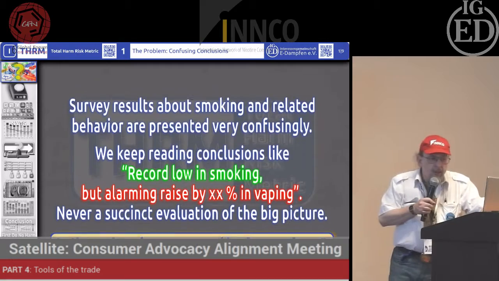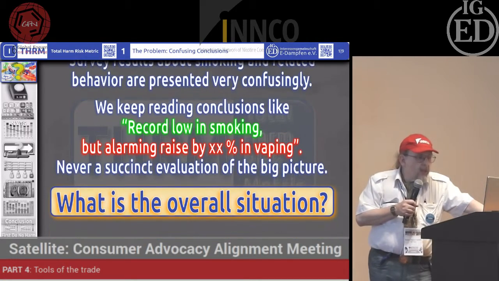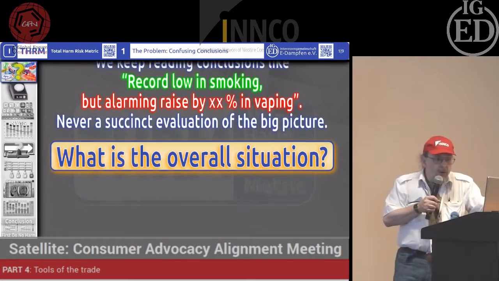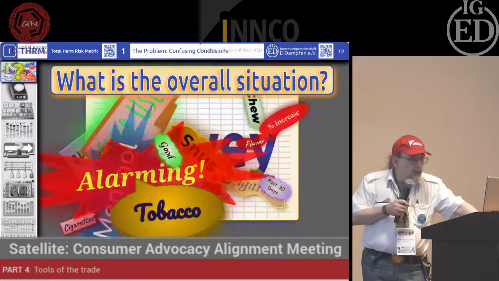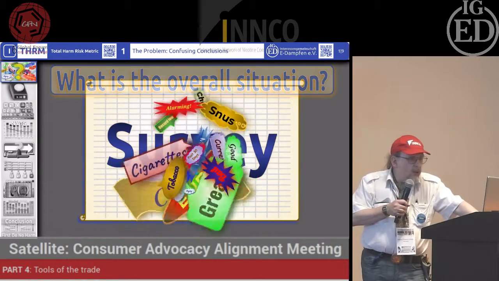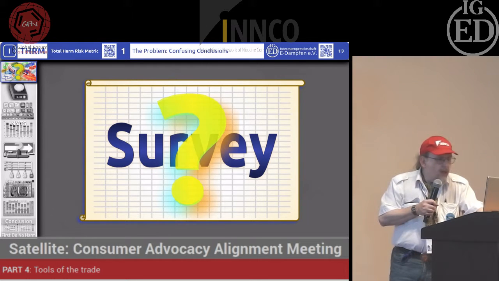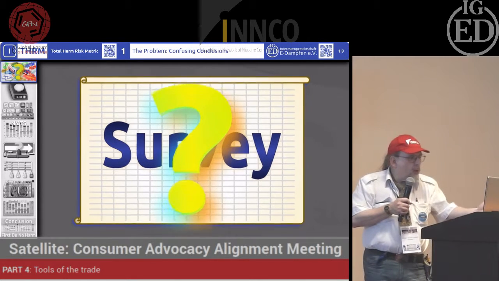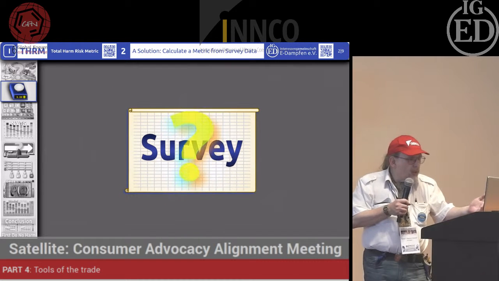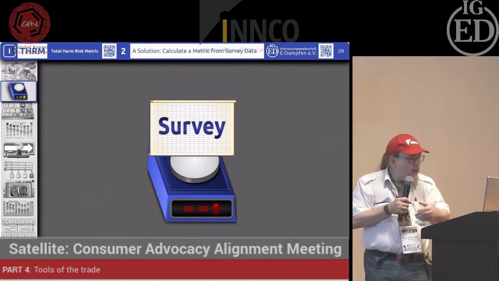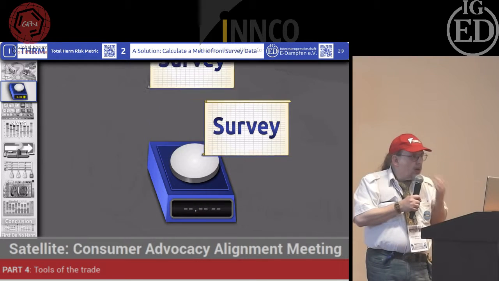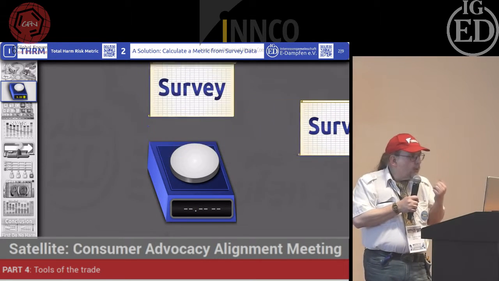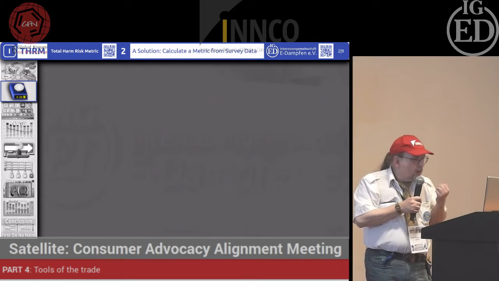Well, you know about surveys, and what they always say, things like a record low in smoking, an alarming rise in X percent of vaping. So nobody really knows what these surveys say. What do they say? How do they compare to other surveys from other years? You get these numbers raised, these numbers fall. What we need is a single number that shows how good the survey is for the public, how it is for public health.